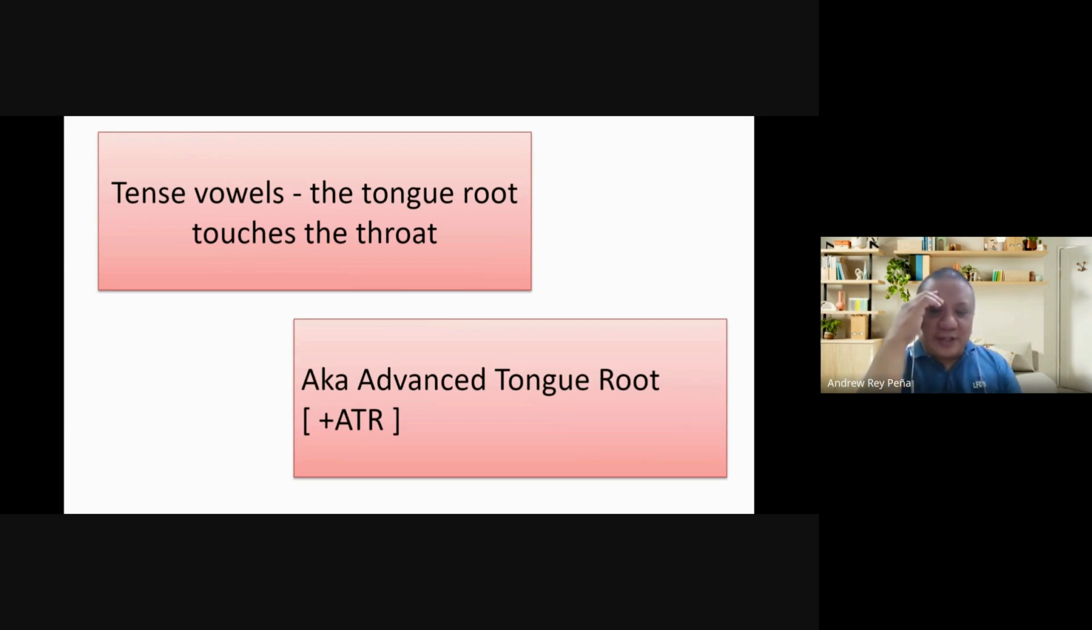This is also known as advanced tongue root or plus ATR. So when your tongue root is advanced, it's moved forward, it touches the throat. That's why we say tense vowels also have the characteristic plus ATR, because when you pronounce tense vowels, your tongue root is advanced. Okay?